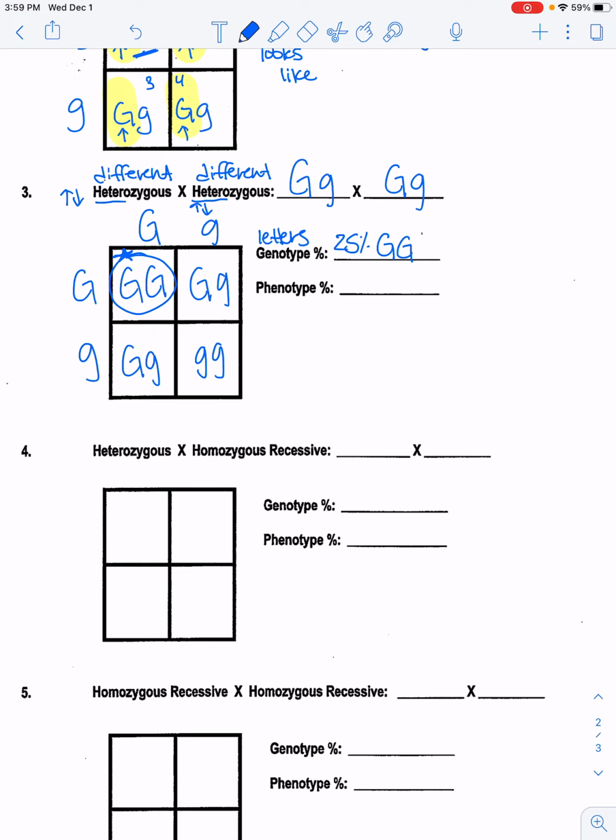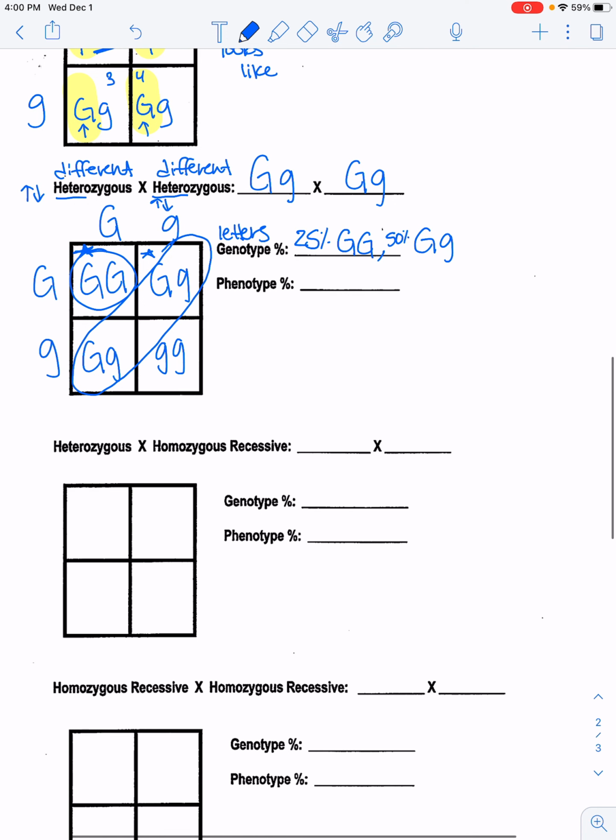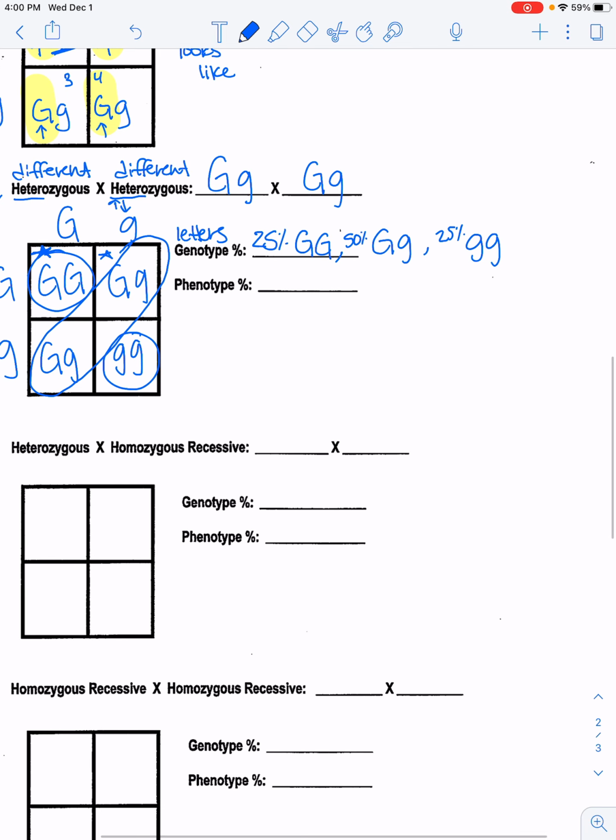Okay, that does not add up to 100, so I need to keep going. In my next box, I see that I have a big G and a little g. If I look at all the boxes, I actually see that I have 2 of them. So that would be 50% big G, little g. Lastly, because that only adds up to 75, I have this little guy down here, little g, and that is only 1, so that is 25%. 25 plus 50 is 75, plus 25 is 100. That adds up to 100.